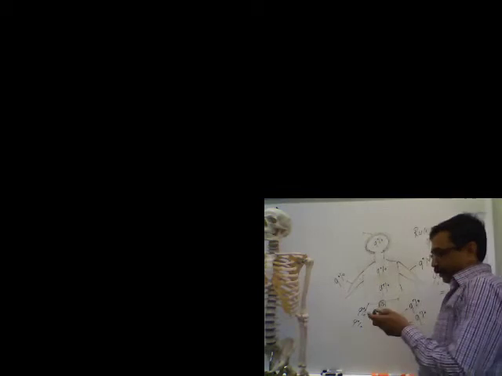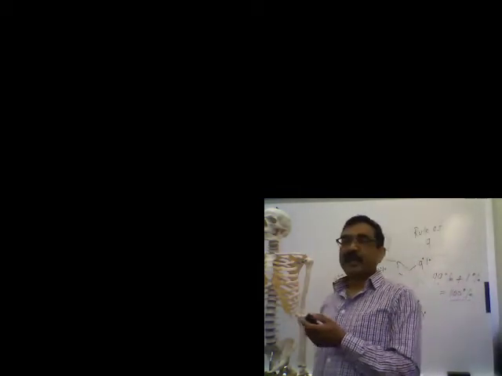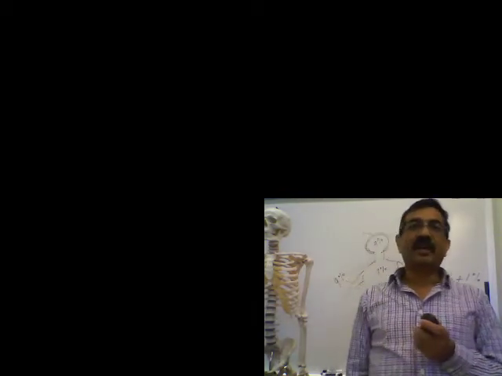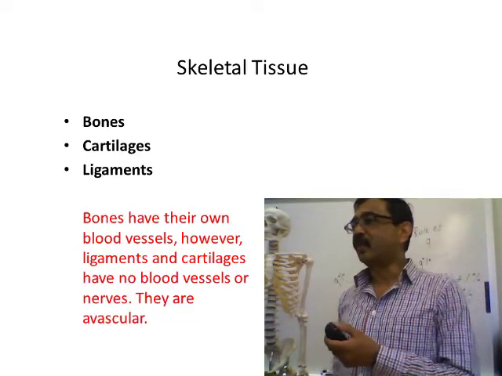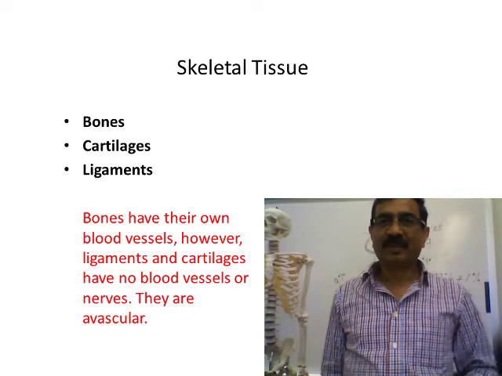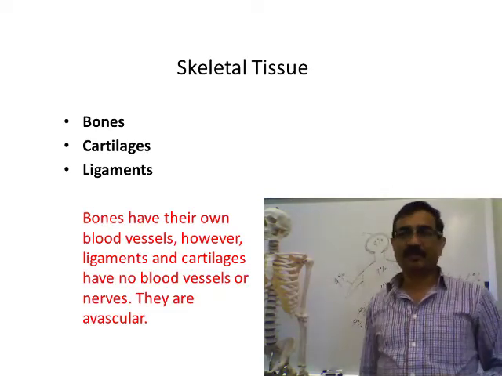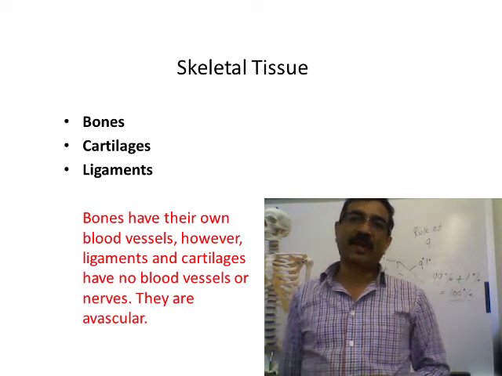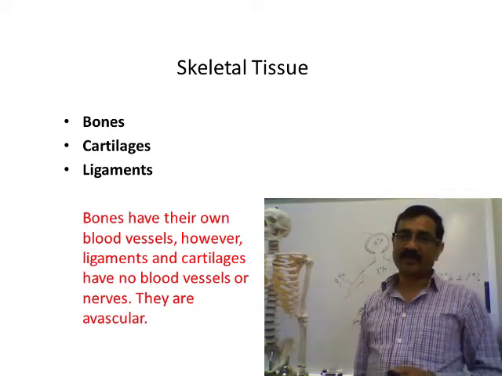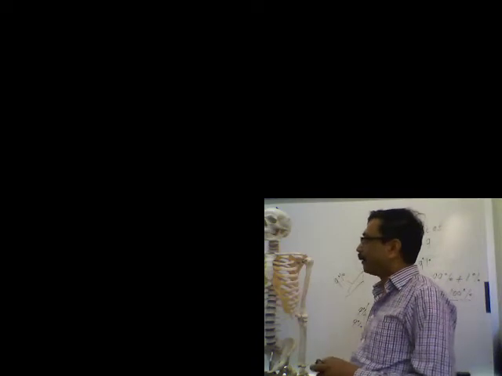So, among these skeletal tissue structures, cartilages and ligaments are avascular, no blood vessels. Inside the cartilage, no blood vessel, inside the ligament. But bones are vascular, that means bones have blood vessels. Okay.